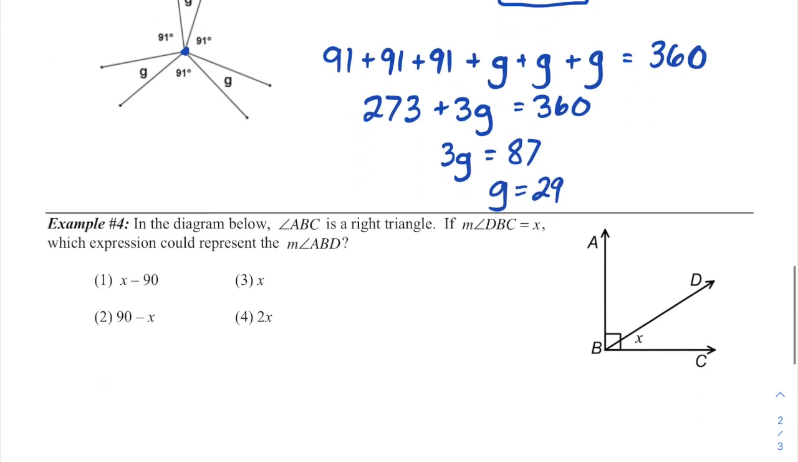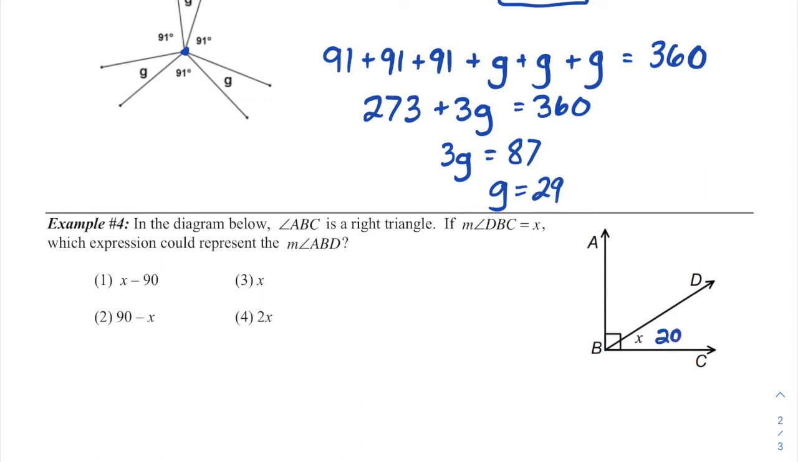Okay, example 4. They tell us ABC is a right triangle. They tell us DBC is X. Which expression could represent the measure of ABD? And there are 4 choices. If you're having trouble and you're not sure which one it would be, maybe make X a number. So if X was 20, what would ABD be?